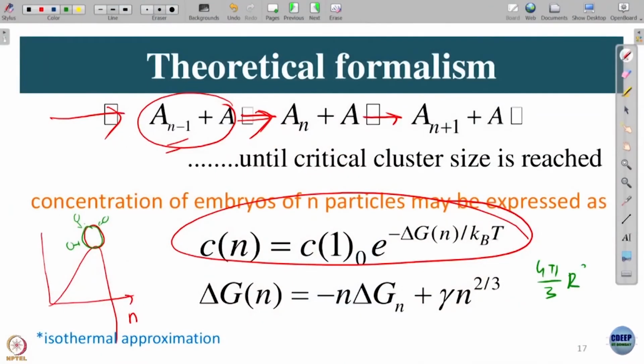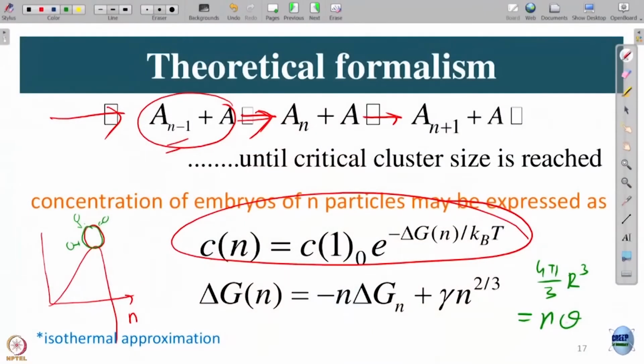Then I know there is a 1-to-1 correspondence between radius and n. If I assume a sphere, then volume 4 pi by 3 r cube, with n number of particles and volume v each. So, that means r scales as n to the power 1/3, because the volume occupied by one molecule times the number of molecules in the cluster, n v, has to be 4 pi by 3 r cube; both have the same dimension of volume. Okay. This is trivial.